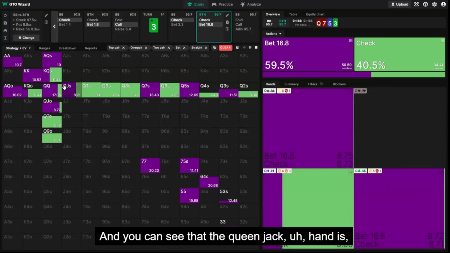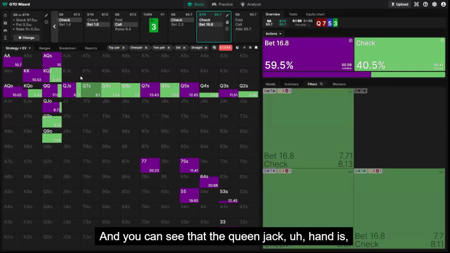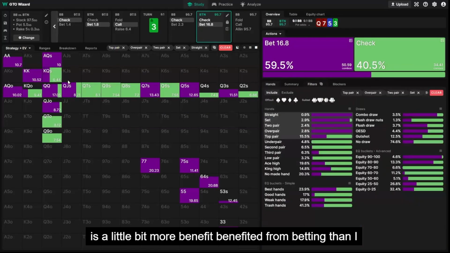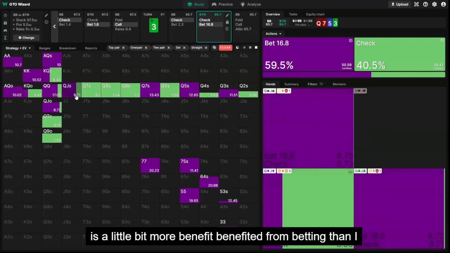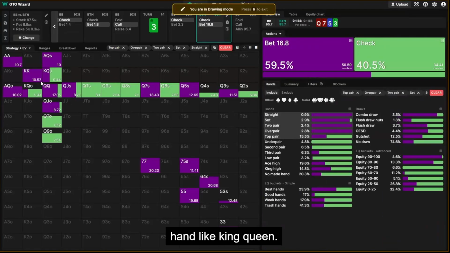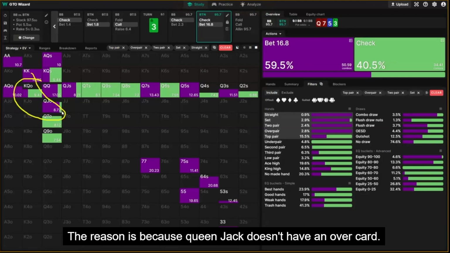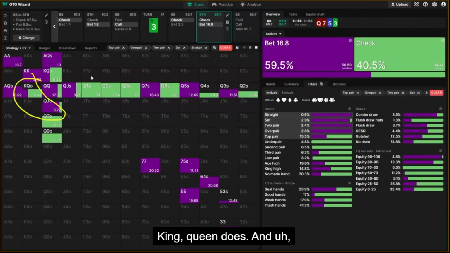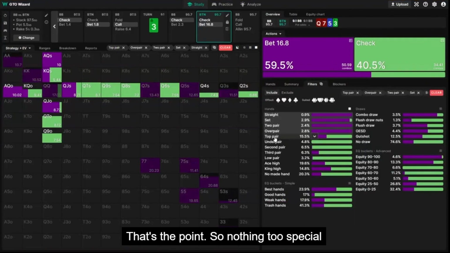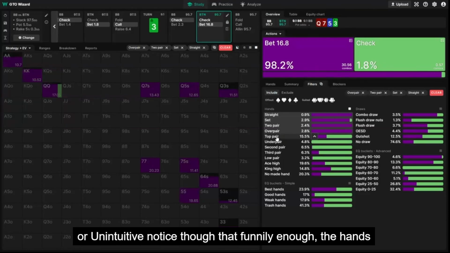And you can see that the queen jack hand benefits a little bit more from betting than a hand like king queen. The reason is because queen jack doesn't have an overcard, king queen does, and when you bet, you fold out overcards. That's the point. So nothing too special or unintuitive.